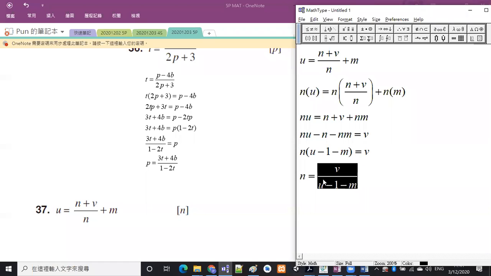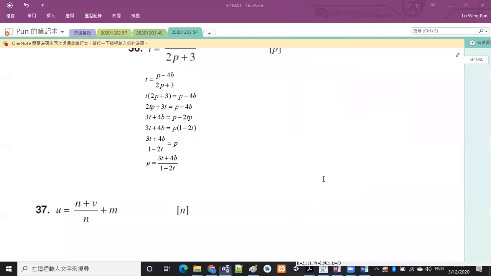But now there is no more n on the right hand side, so this is the answer.